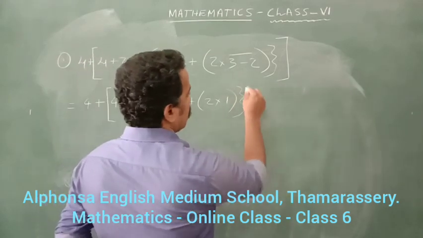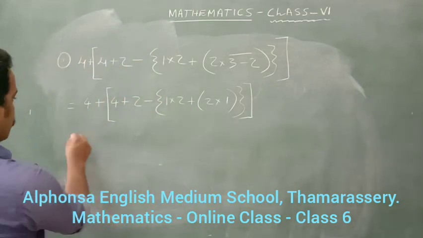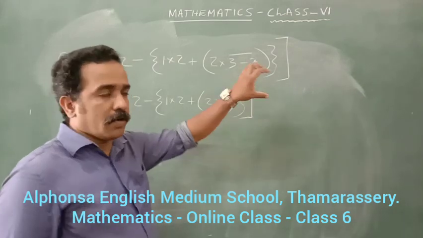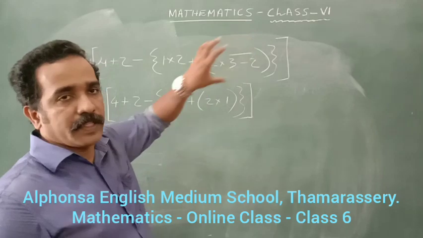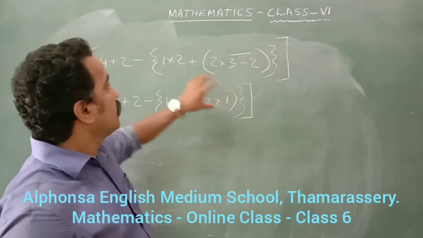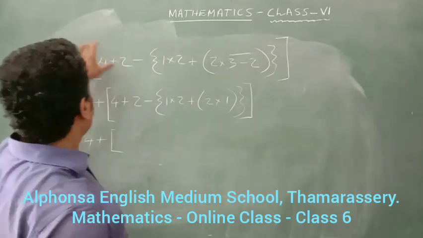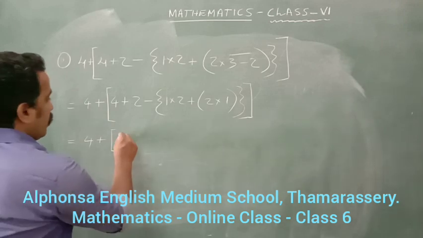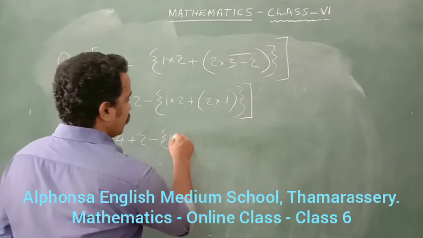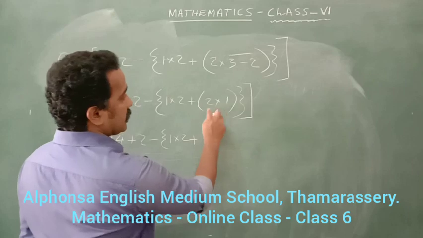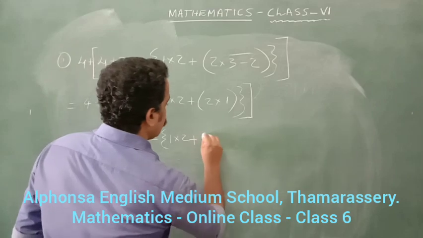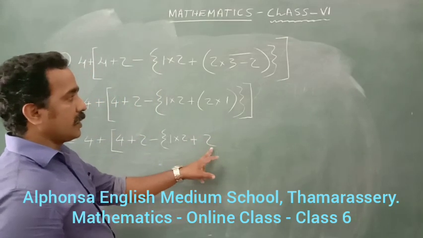Now next bracket, 4 plus, next bracket. So I told you from inside we have to simplify the brackets. First we solved this bracket, then we have to solve this parenthesis, then this bracket, then the square bracket. So now 4 plus 2 minus, this bracket still remains, into 2 plus, what is inside this parenthesis? Now 2 into 1, 2. So the 2 only remains there.